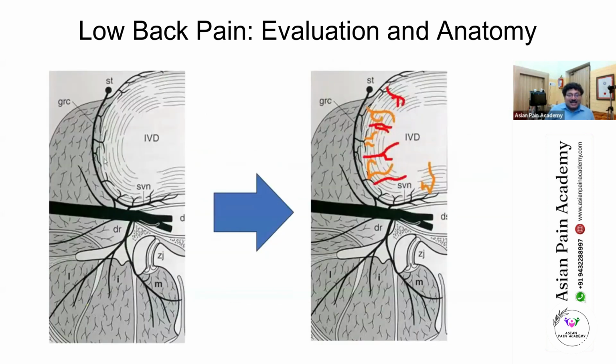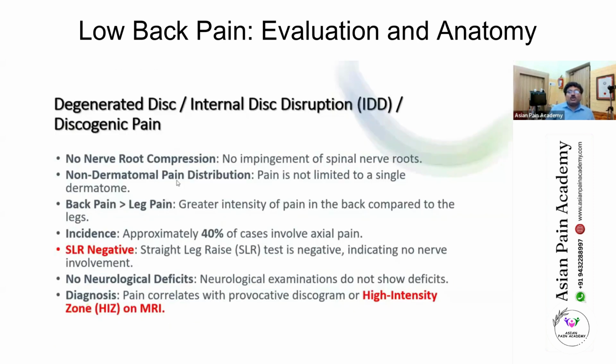And as these nerves are usually a part of the sympathetic system, it is like a visceral pain. In visceral pain, you cannot localize it properly. Can you say that my stomach is paining, or my liver is paining, or my pancreas is paining? You cannot say. You feel a dull ache in the area that is supplied. Similarly, this is also a poorly localizing pain. And the incidence is comparatively high, approximately 40%.